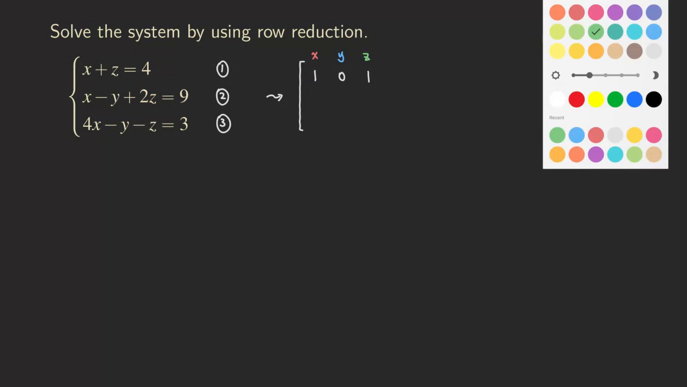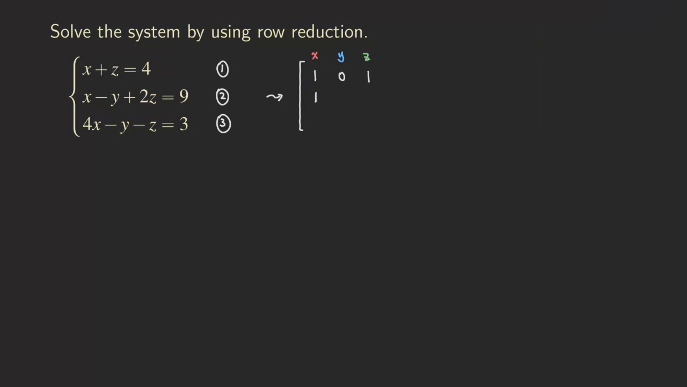So we are going to put them here, which is 1 and then -1 and then 2, as you can see. The y has a minus sign in front of it, so we do need to include the sign. Make sure that you put the -1 in front of the y, and then put the 2 right here in this entry. Now for the third equation, we have 4, -1, and then -1. Okay, so that's the matrix setup.